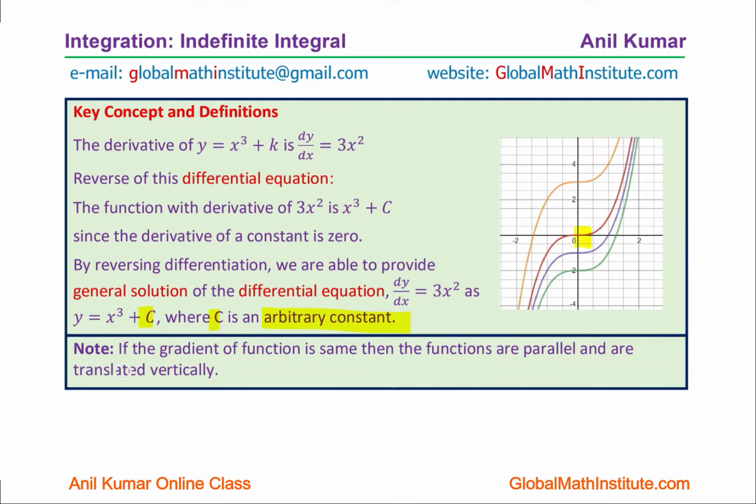So here's a note for you. If the gradient of a function is the same, then the functions are parallel and are translated vertically, as shown in the graph here. Is that clear to you? Perfect. So you're with me, right?